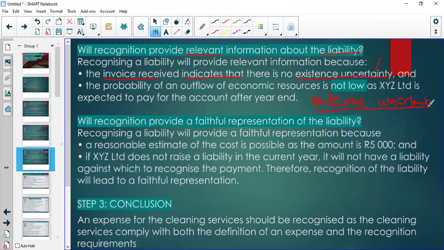Even though it could be low, as long as there is a probability, then it's going to be relevant. But in this case, the probability is definitely not low because we expect to pay this at the end of the year. So this relevance aspect is resolved in terms of, firstly, this thing actually does exist, and there's a good chance we will make a payment for it. Of course, we are intending to do that at the end of the year.